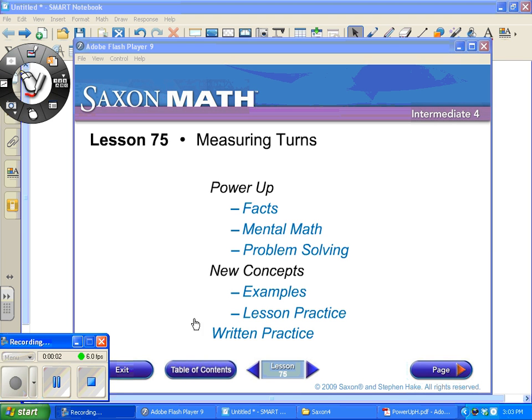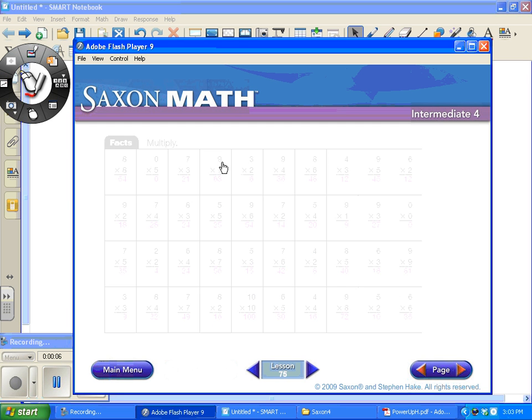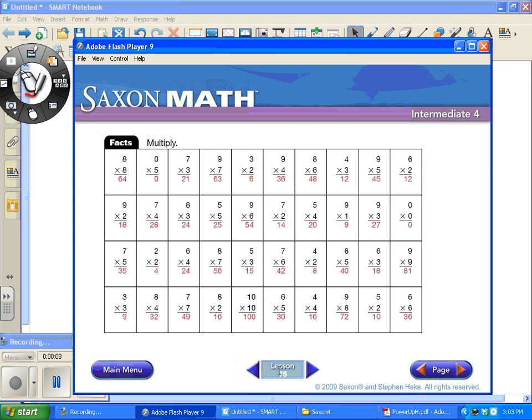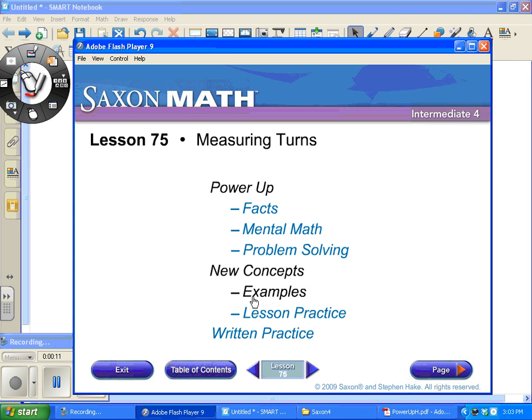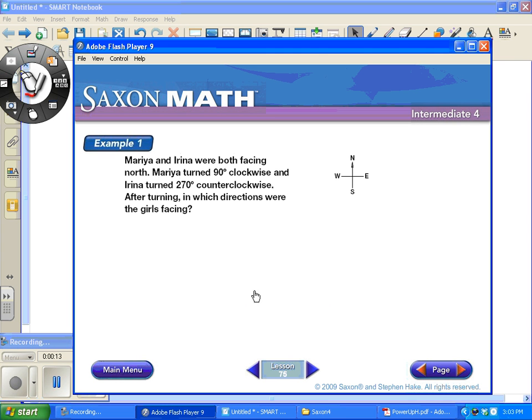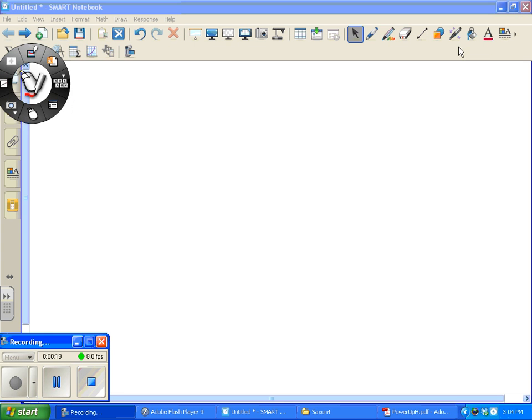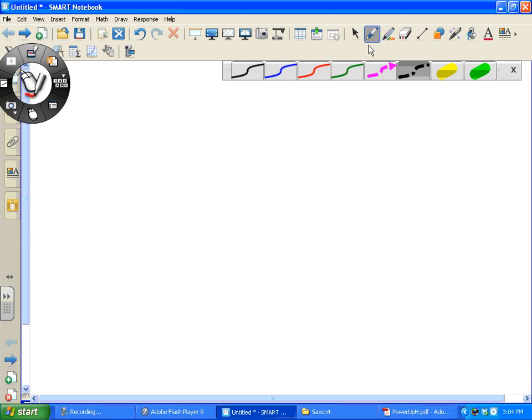Okay, Saxon 4 Math students, we're ready for lesson 75. We're going to be talking about measuring turns. Okay, so we're going to go straight to some examples. And before we get into example 1, let's talk about some turns that you're familiar with.